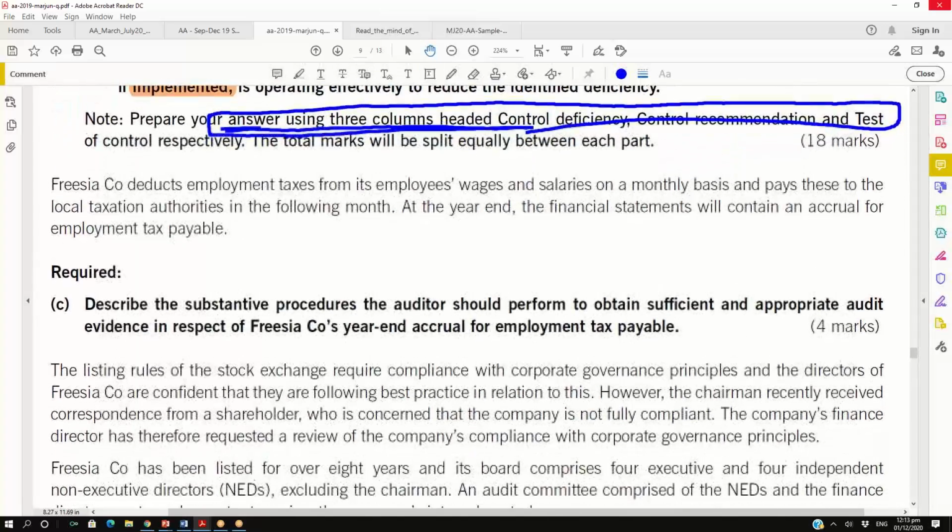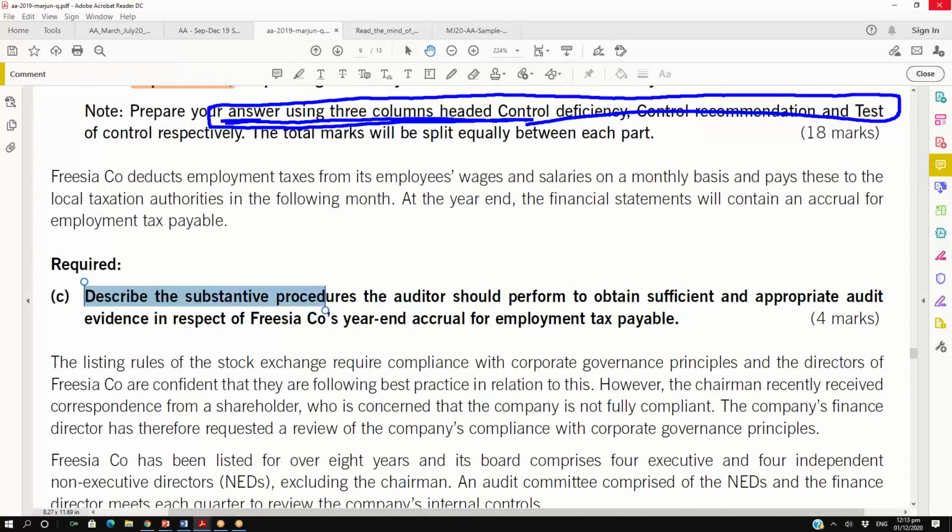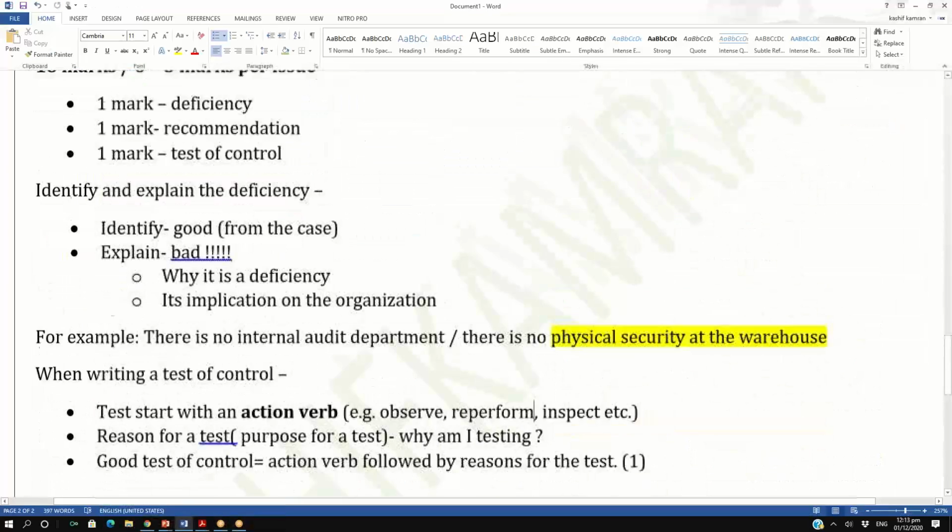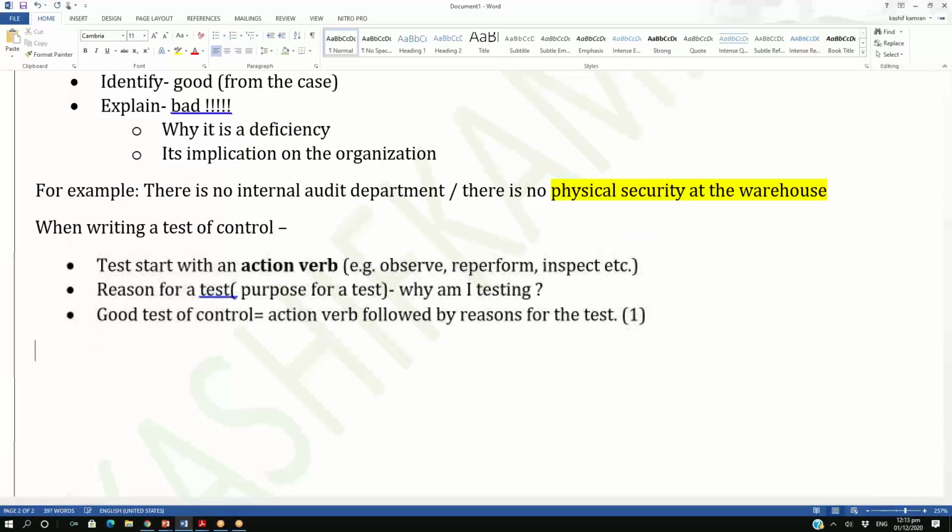There is another requirement, C. It says describe the substantive procedures the auditor should perform to obtain sufficient appropriate audit evidence in respect of the Pharesia Company year-end accrual for the employment tax payable. So you need to perform procedures on the year-end accrual for the employment tax payable for 4 marks. Now, procedures are simple, right? Year-end accruals, procedures.